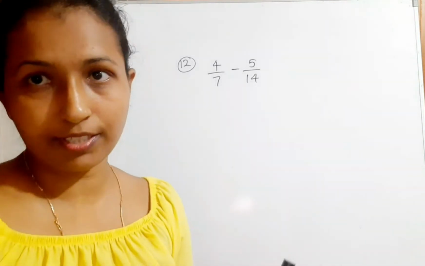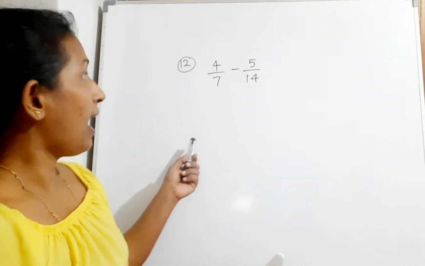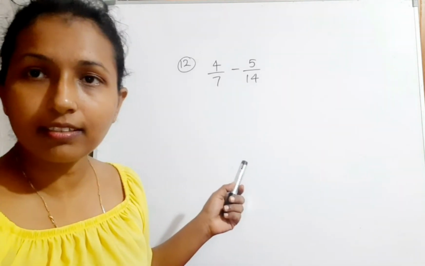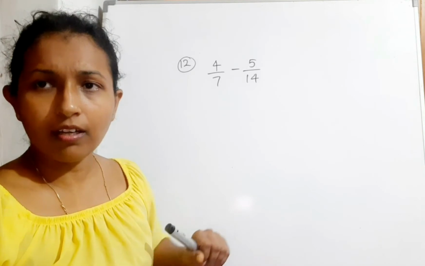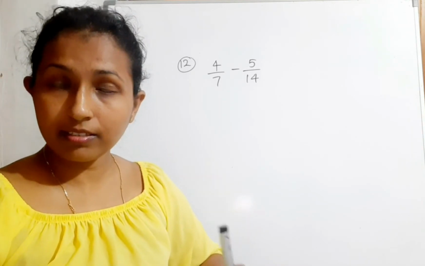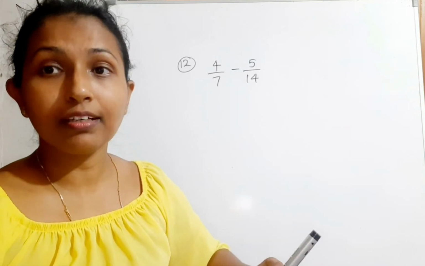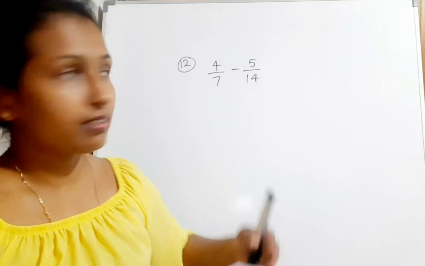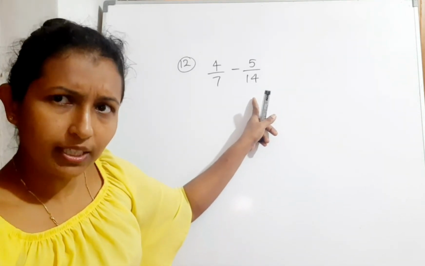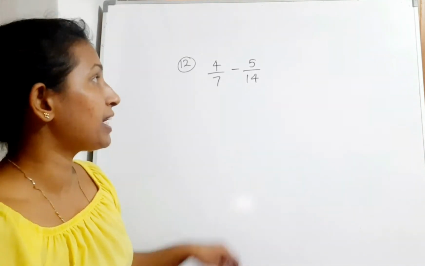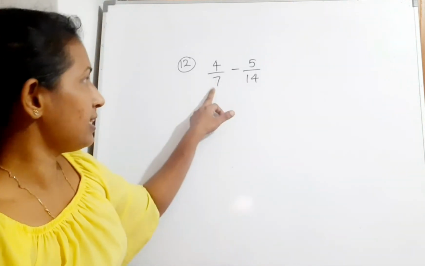Now the 12th question. Here you have to evaluate that one. Here, subtraction of fraction. But you can see here, the denominators are not the same. To subtract or add the fractions, we have to make the denominators equal. But here 7 is there, here 14 is there. So how to make them equal? Yes, you have to write the equivalent fraction for this one.